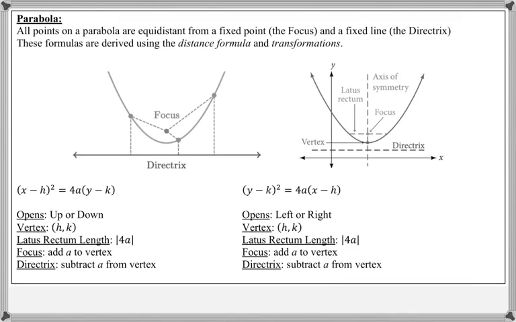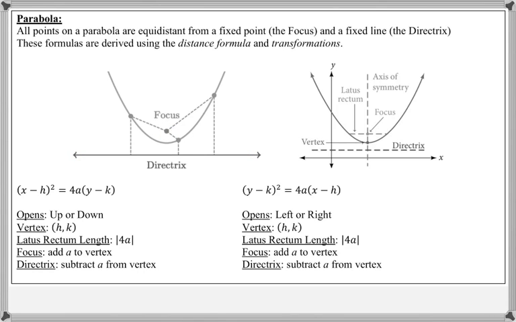Our next section is on parabolas, and we've worked with parabolas before in the quadratic section, but we're going to look at them in a different way in this section. A parabola has the property where all points on a parabola are equidistant from a fixed point called the focus and a fixed line called the directrix. The focus is on the inside of the parabola, and the directrix is really behind or on the outside of the parabola.